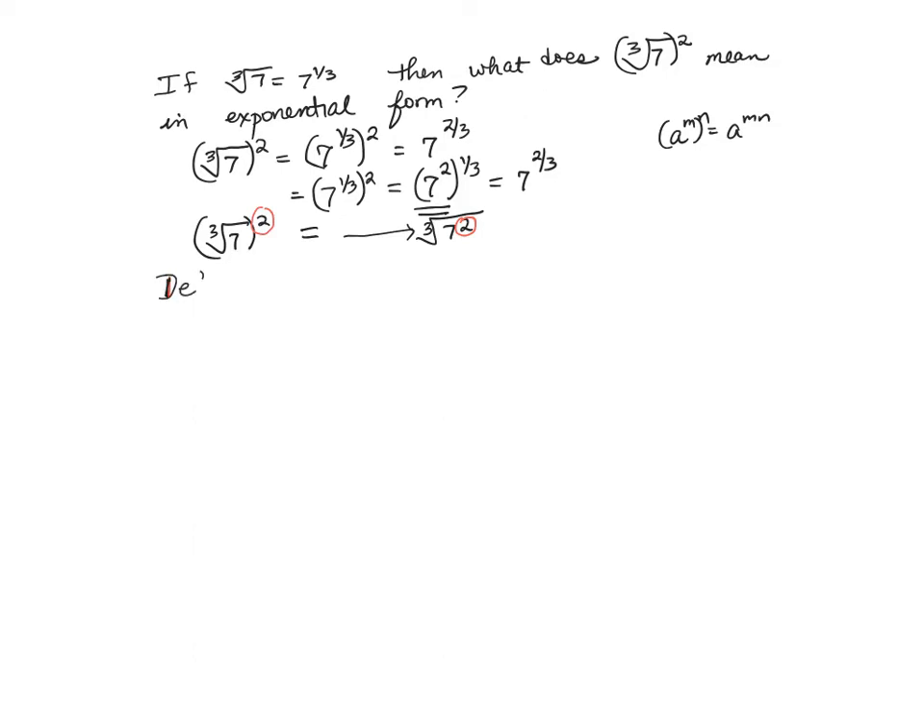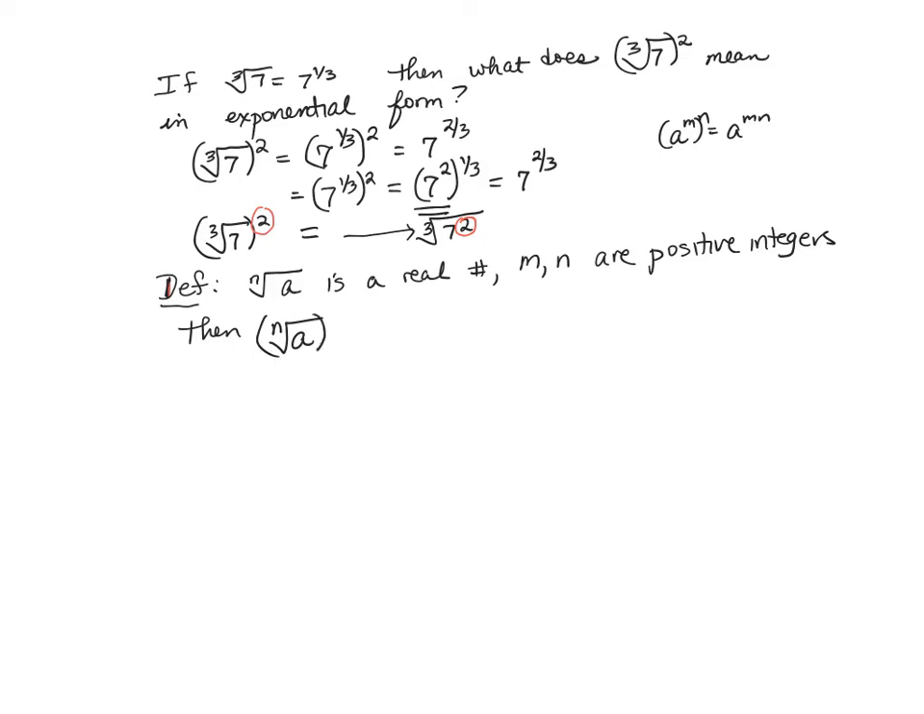Definition. If the nth root of a is a real number, and m and n are positive integers, then we define the nth root of a to the m power, which is the nth root of a with the m-th power in the radicand, to be equal to a to the m over n. So keeping that in mind, let's write in exponential form.